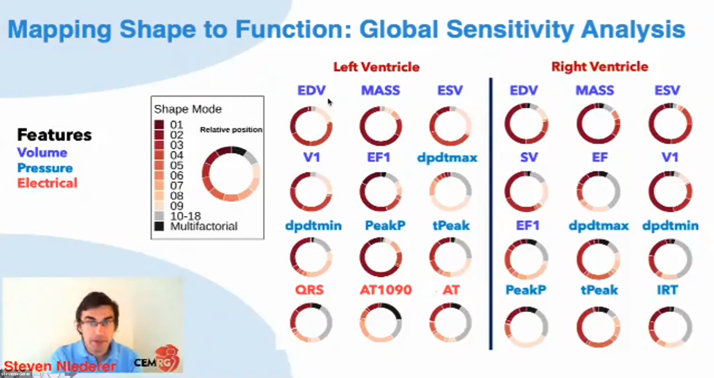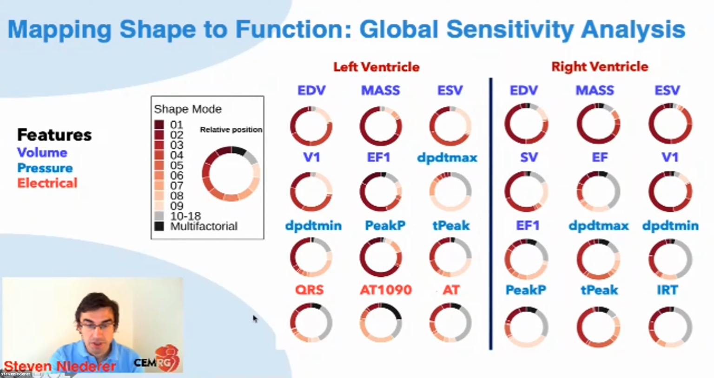And what we see is that many of the volume-based measures are relatively dark red, and the dark red corresponds to the lower modes. These ones are likely to be relatively consistent across different imaging modalities. But when we move on to pressure measurements, so things like dP/dt max, this is much more dependent on mode 9 and on even higher modes. And that becomes even worse when we move into the right ventricle.